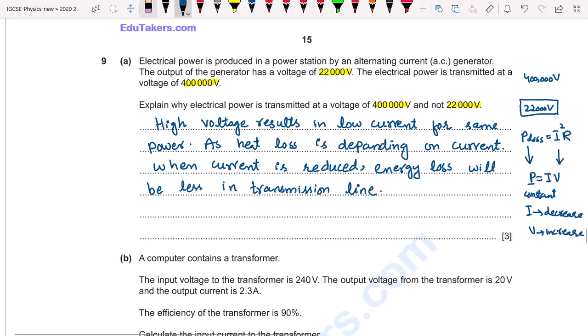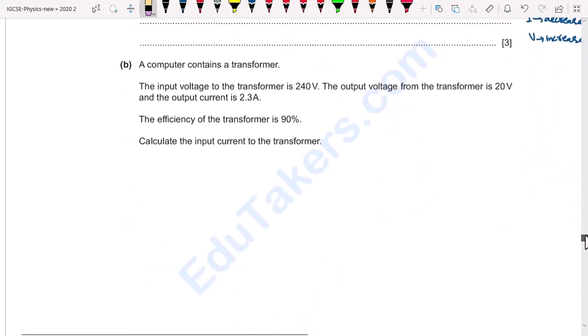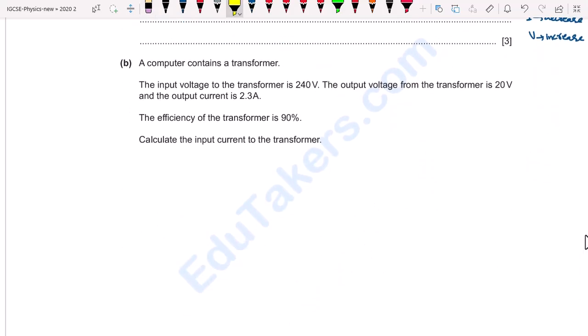Part B. A computer contains a transformer. The input voltage to the transformer is 240 volts. The output voltage of the transformer is 20 volts, and the output current is 2.3 amperes. The efficiency of the transformer is 90%. Calculate the input current to the transformer.